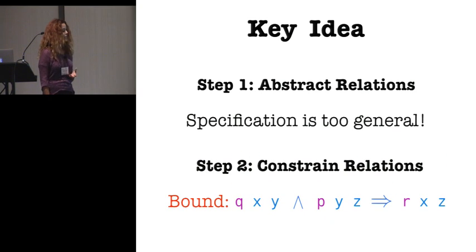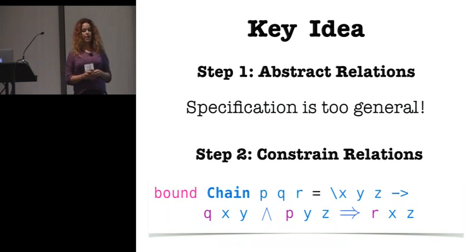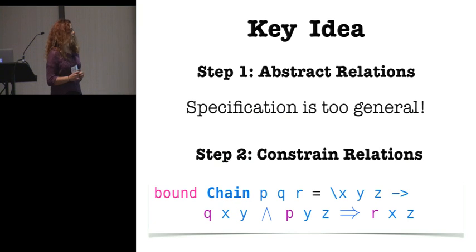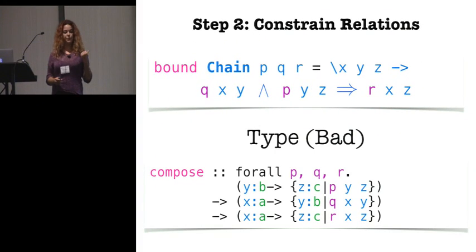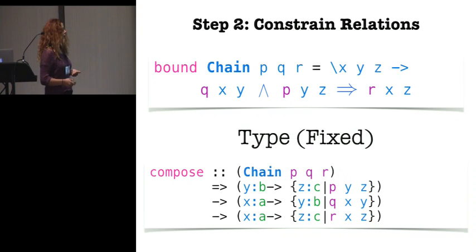So our next step is to use this implication to actually constrain our abstract relation. To do that, I'm just going to define a bound chain that chains my abstract relations P, Q, and R using this concrete implication that I'm missing. So now I can use this type to fix the type of compose. Previously, the type of compose held for every abstract relations P, Q, and R.